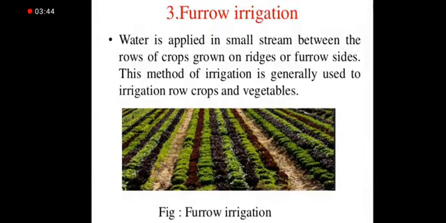Next is furrow irrigation. In this furrow irrigation, in the picture as we can see, one third of the layer is taken for the irrigation and then on both sides we have levees for the water to flow. Water is applied in a small stream between the rows of the crops grown on ridges of furrow sides. This method of irrigation is generally used to irrigate row crops and vegetables.